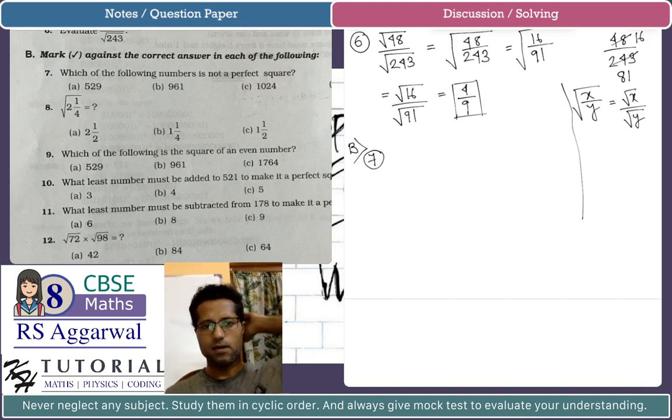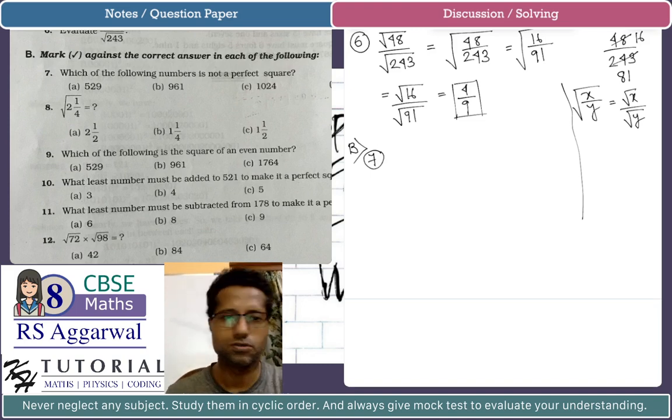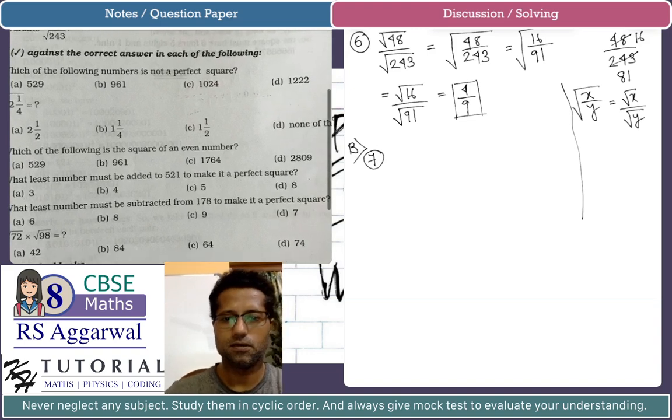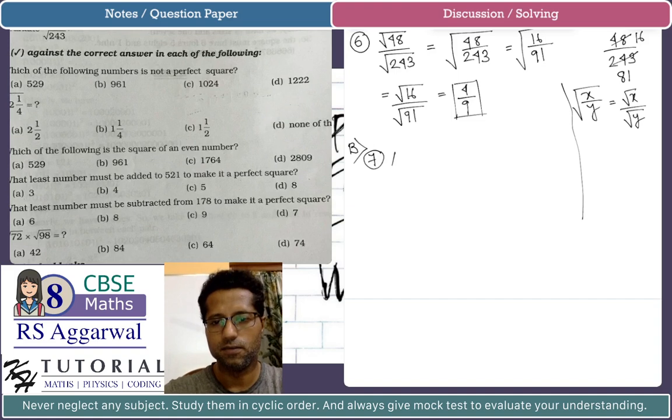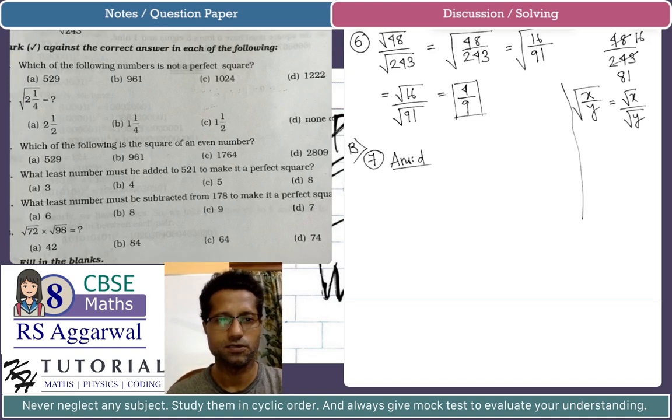We know that any number which is ending with the digits 2 or 3 or 7 or 8 is not a perfect square, and any number which is ending with an odd number of zeros is also not a perfect square. So definitely the correct choice is D, because for D the given number is ending with the digit 2. So 1,222 is not a perfect square. So the correct choice is D.